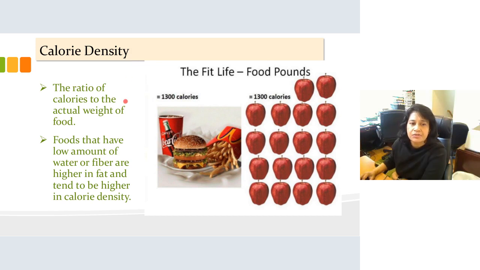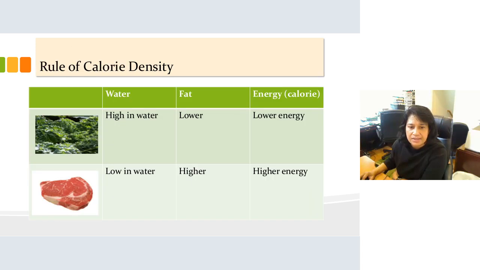Calorie density refers to the ratio of calories to the actual weight of the food. So say you have 1,300 calories of burgers and fries versus 1,300 calories of apples. It's the foods that have the lower amount of water or fiber and the higher amount of fat that tend to be higher in calorie density.